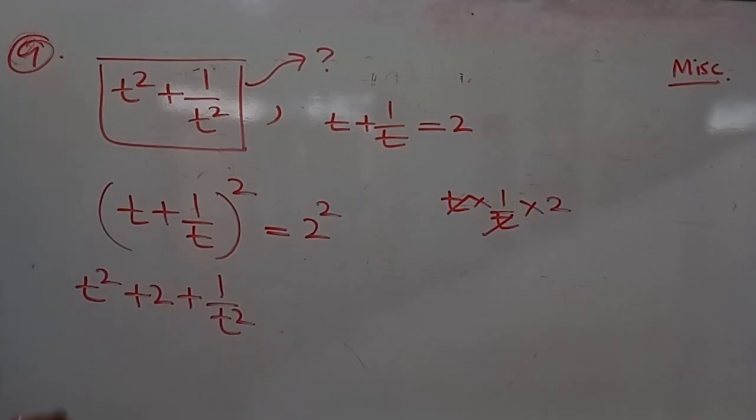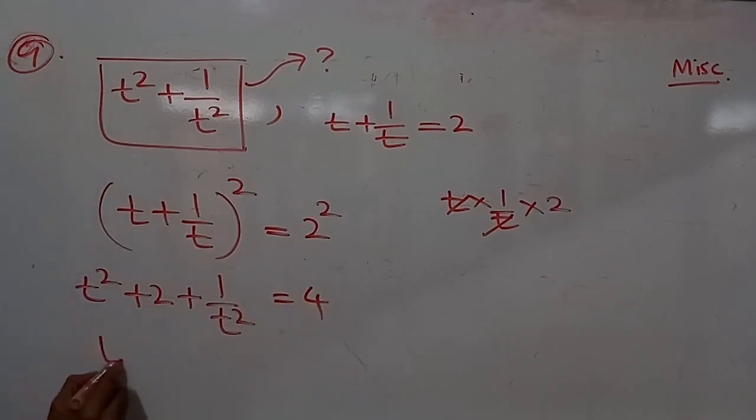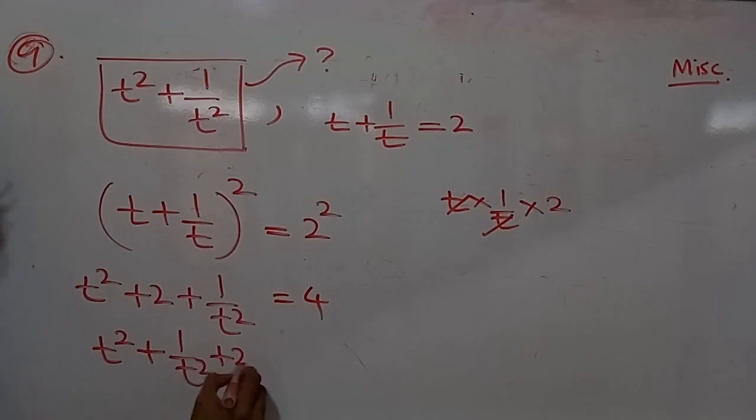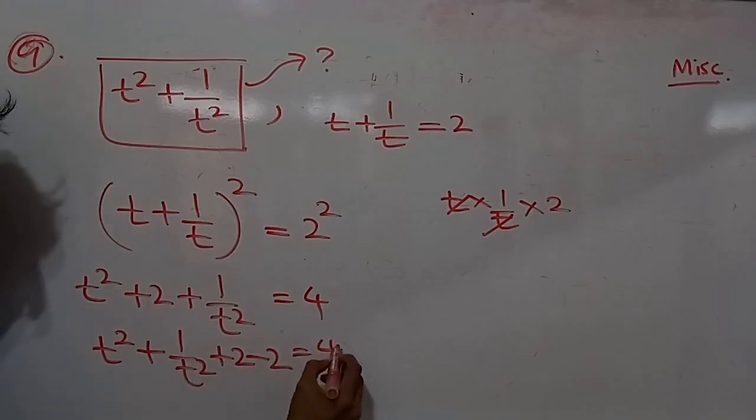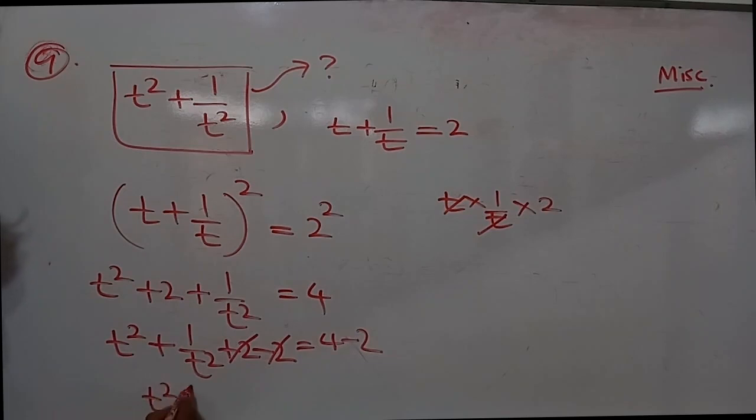What we need has come here: t squared and 1 by t squared. So this is equal to 4. So t squared plus 1 by t squared plus 2 is equal to 4, so minus 2, 4 minus 2. So we can cancel out the 2. So t squared plus 1 by t squared, that is equal to 2. So the answer is 2. Right, so that is the end of the questions.